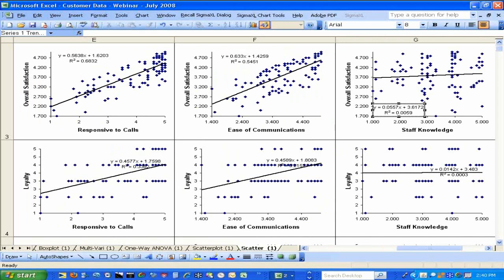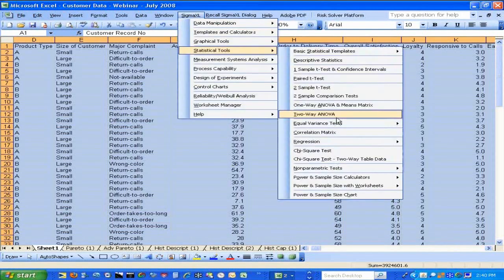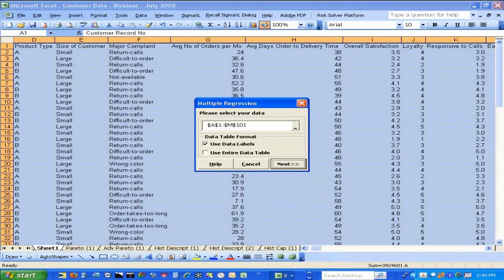And multiple regression, I'm going to put both responsive to calls and ease of communications into the model. So now SigmaXL statistical tools, come down here to regression, and I'll pick multiple regression. By the way, this is all in the workbook, so I'm moving rather quickly here, but these examples are all from the PDF workbook, and you can all go back and review those. Plus, this webinar is being recorded, so you can always download the recorded session.